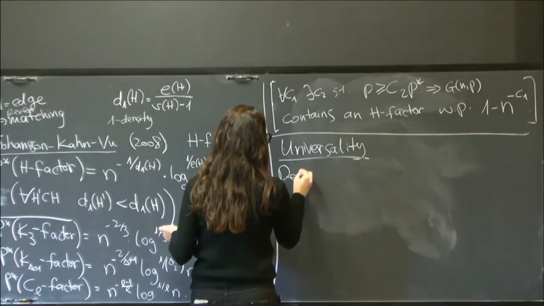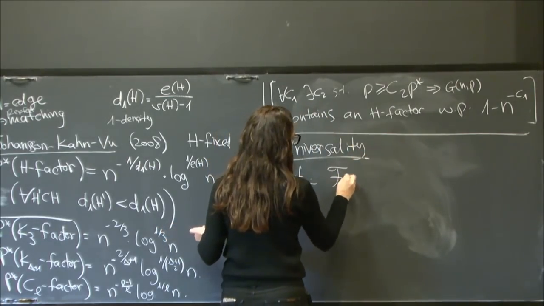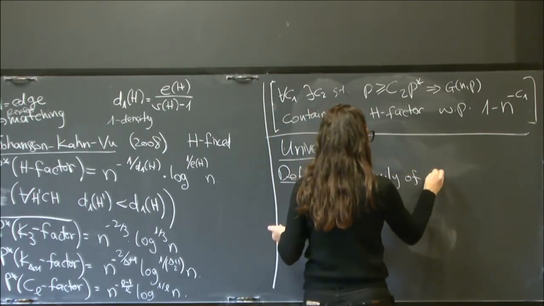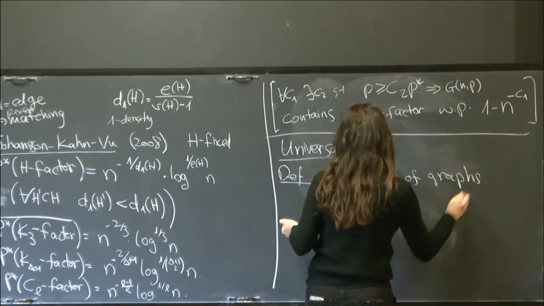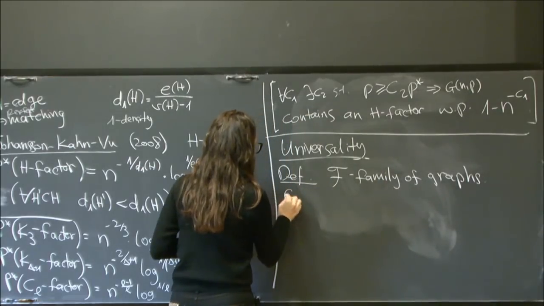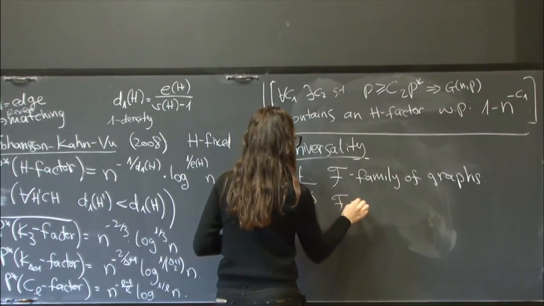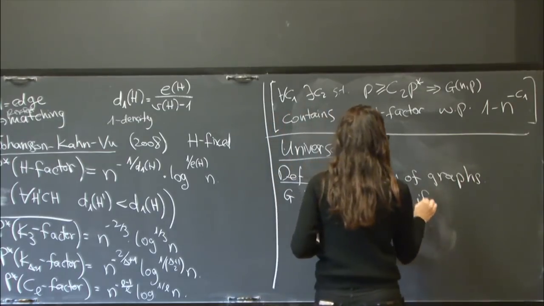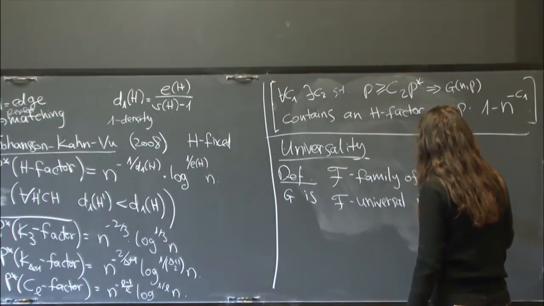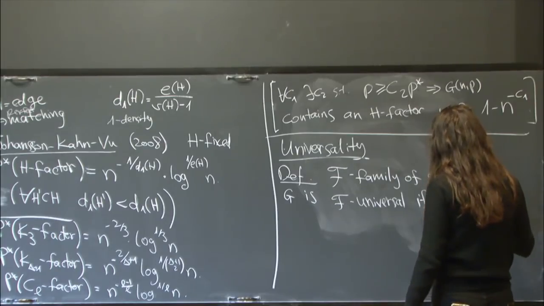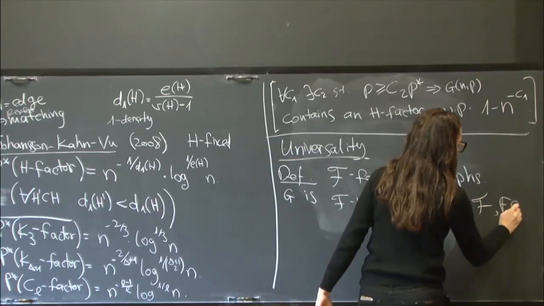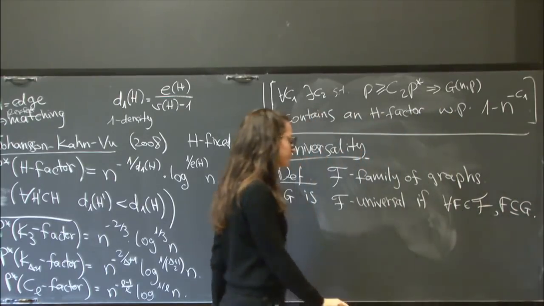So let's define: if F is some family of graphs, then G is F universal if for every member of this family, every member of this family is a subgraph of G.